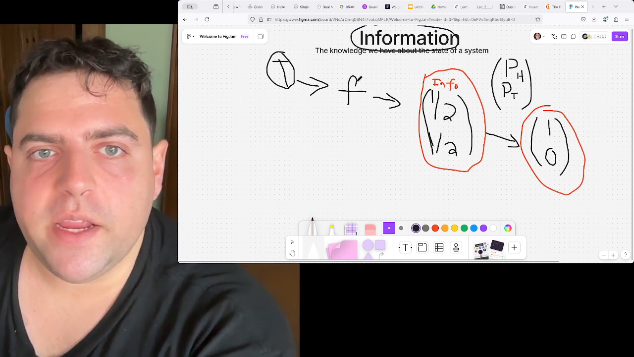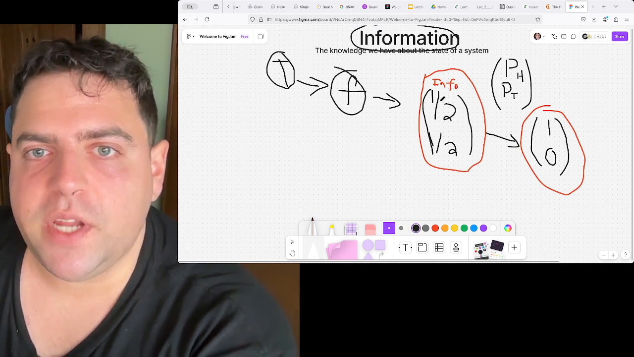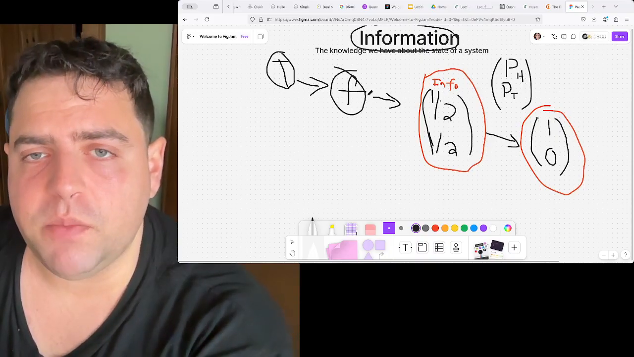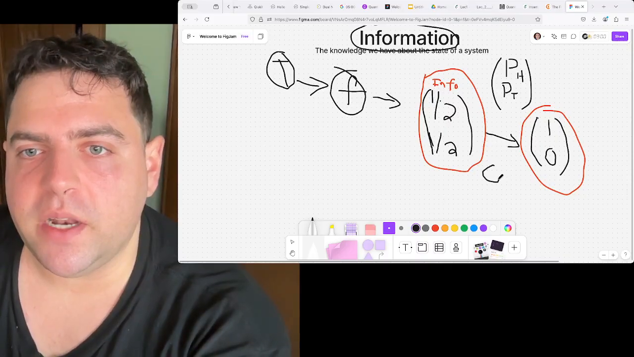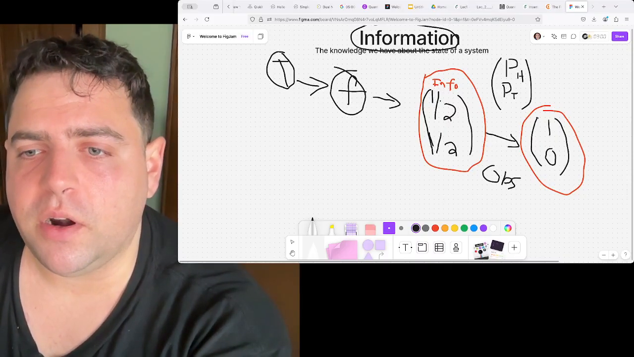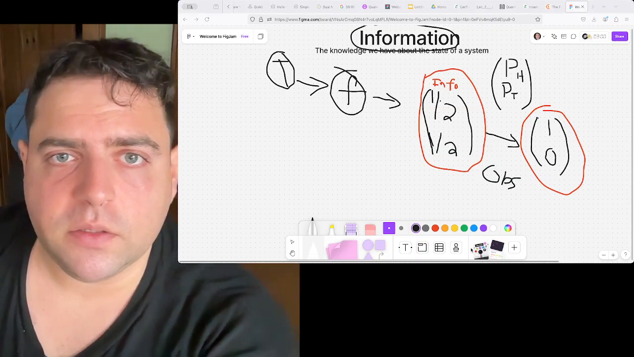And you'll notice that each time here, every time the state or information about the state changes, there has to be some sort of computation behind it. First was the coin flip operation, and in this case, there was actually an observation operation. So an observation is kind of a type of computation under our definition, which is really interesting.